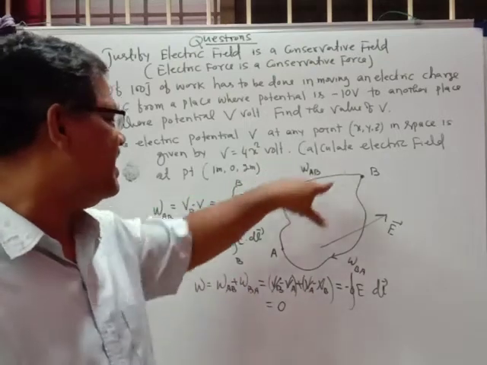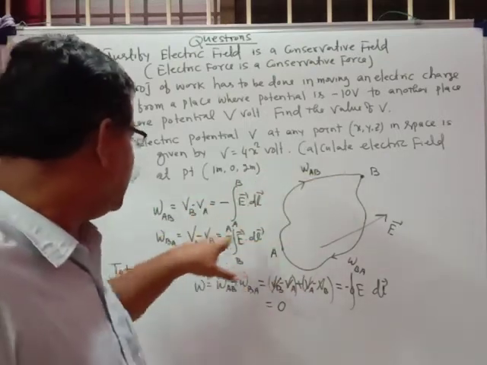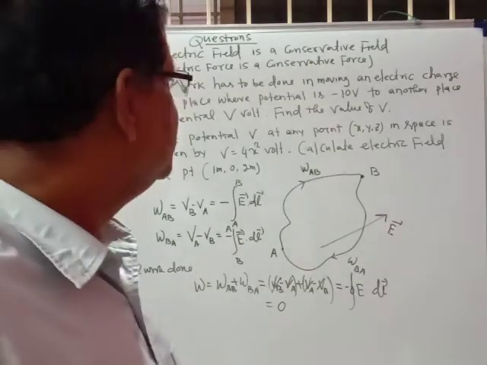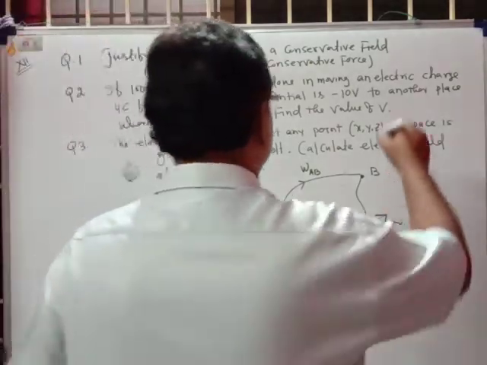Taking from A to B and from B to A, we found W_AB and W_BA, and the total work done is 0. So it is a conservative force. This is all for this question.